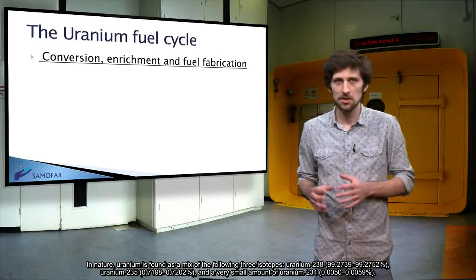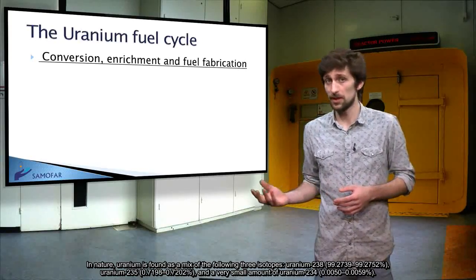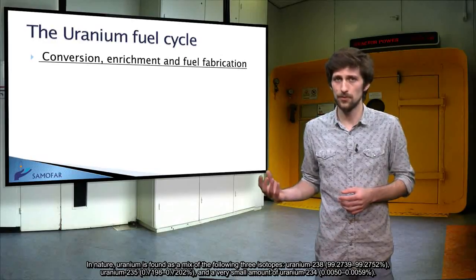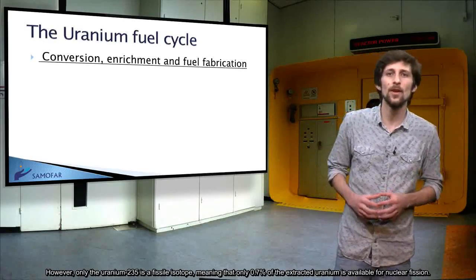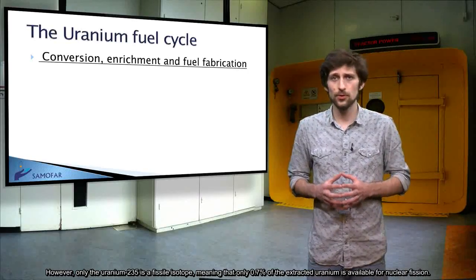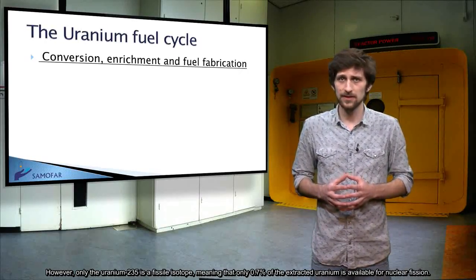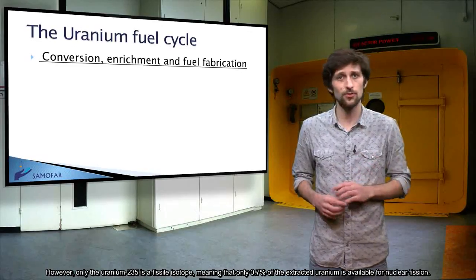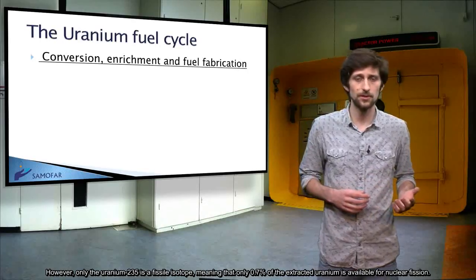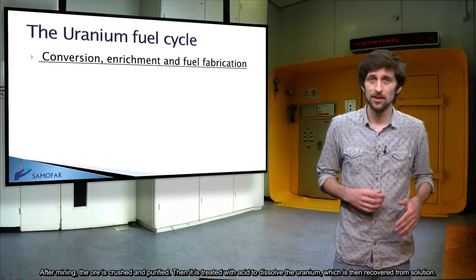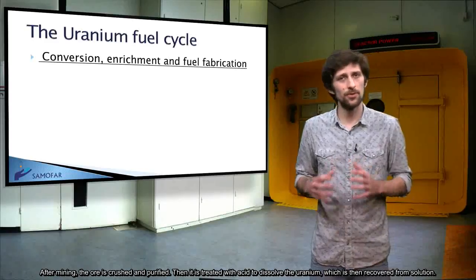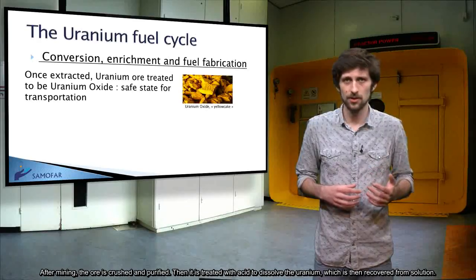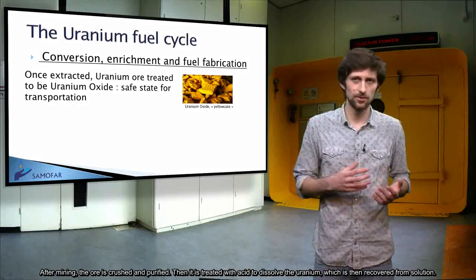In nature, uranium is found as a mix of the following 3 isotopes: uranium-238, uranium-235, and a very small amount of uranium-234. However, only the uranium-235 is a fissile isotope, meaning that only 0.7% of the extracted uranium is available for nuclear fission. After mining, the ore is crushed and purified. Then it is treated with acid to dissolve the uranium, which is then recovered from solution.